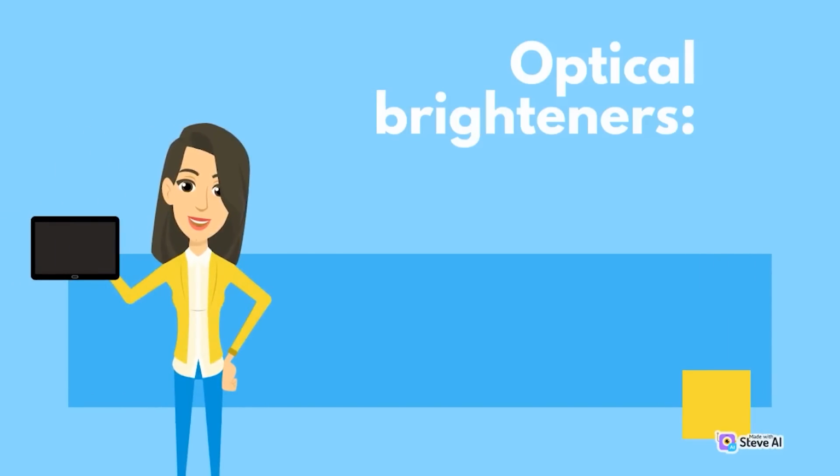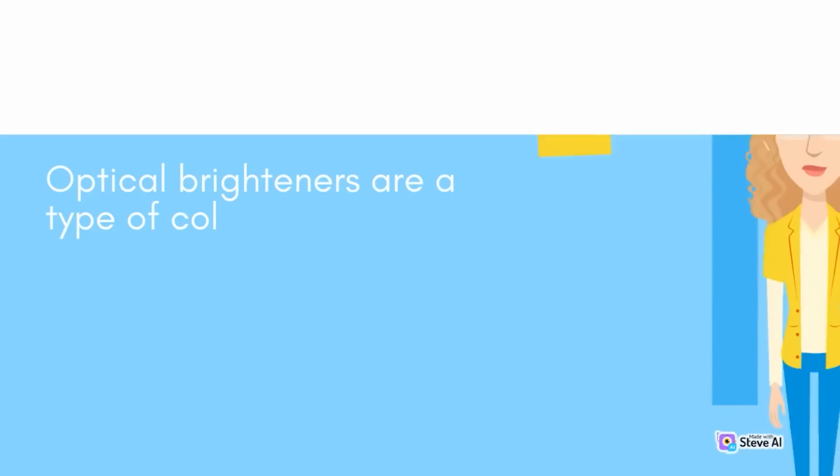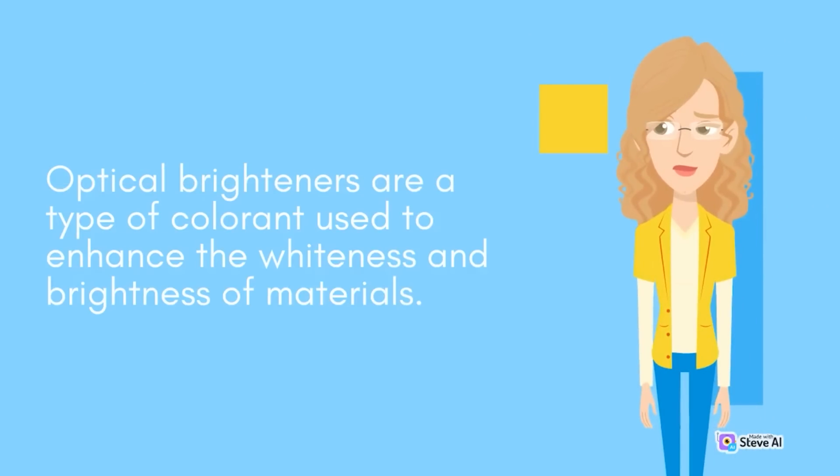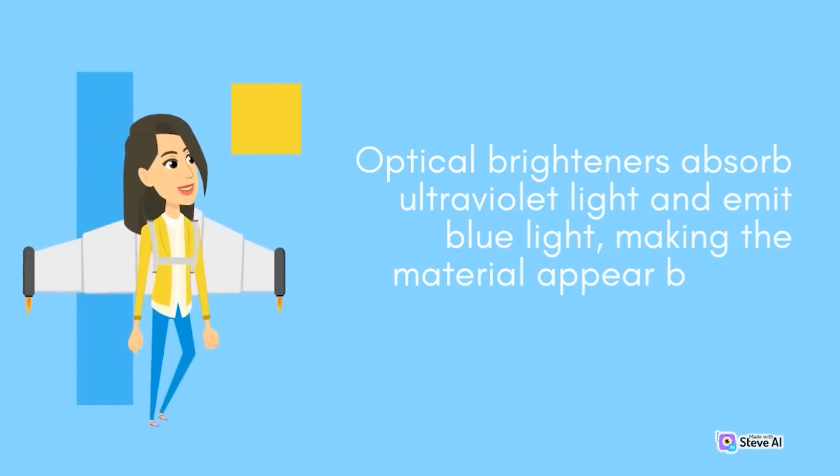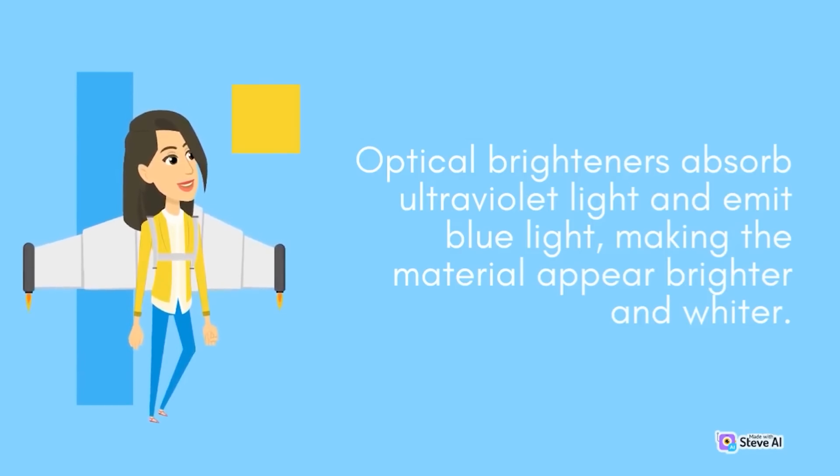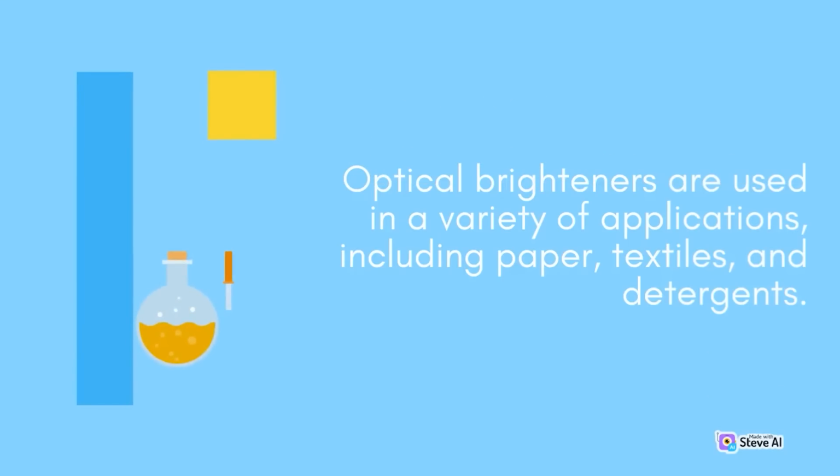Optical brighteners. Optical brighteners are a type of colorant used to enhance the whiteness and brightness of materials. Optical brighteners absorb ultraviolet light and emit blue light, making the material appear brighter and whiter. Optical brighteners are used in a variety of applications, including paper, textiles, and detergents.